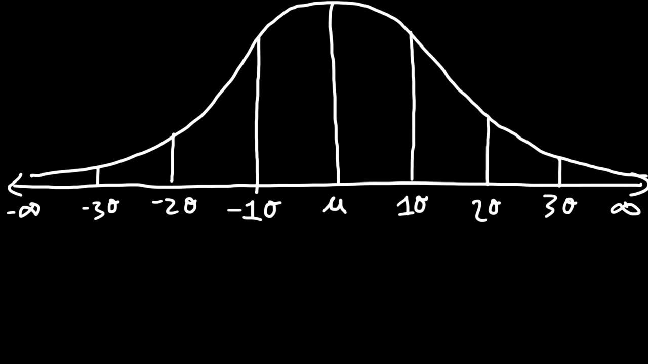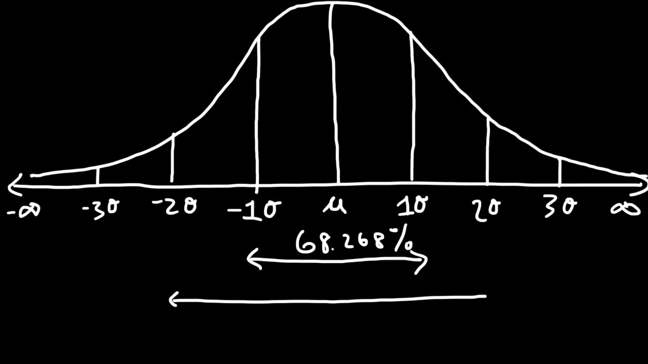So the probability of an event happening between the mean and the first standard deviation, you can calculate it if you know the 68-95-99.7 rule. So within the first standard deviation of either side from the mean, there's a 68.268% chance that an event will happen in this region. And then within two standard deviations, the percentage is 95.45%.